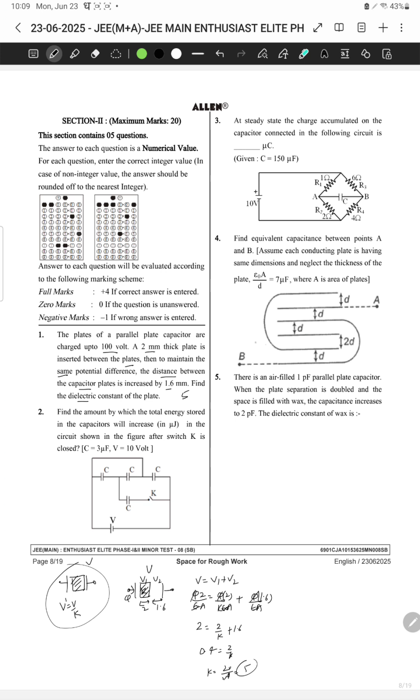Question number 2. Find the amount by which the total energy stored in the capacitors will increase in the circuit. So we can find the energy stored in the first case. You can see how the charge will distribute. The key is open here, so there is no charge flow here, and these two capacitors are short circuited. The charge will flow like this. So half CV square. These two will have 0, 0, 0. This one will have half CV square.